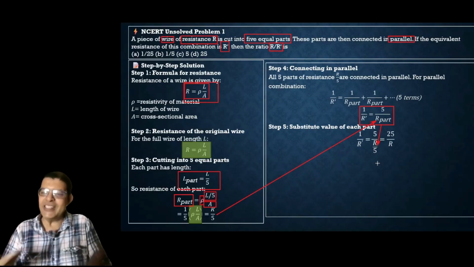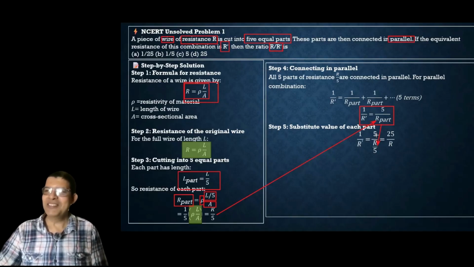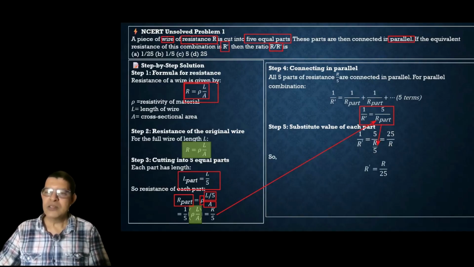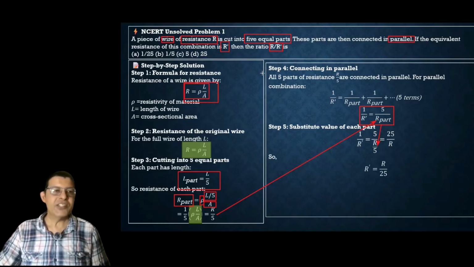Now upon rearranging the entire formula, the 5 will come in the numerator and get multiplied by the numerical 5 in the numerator, so we will get 25 by R. So 1 by R dash is equal to 25 by R. Now upon rearranging this, what is asked? R by R dash is asked. This is what we have been asked.